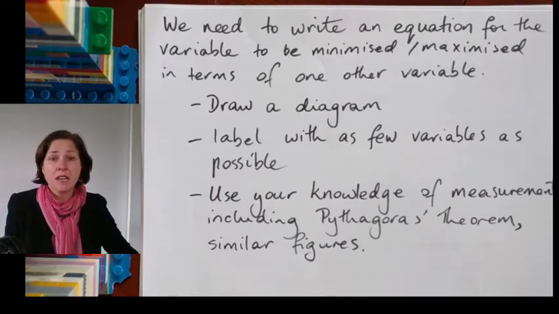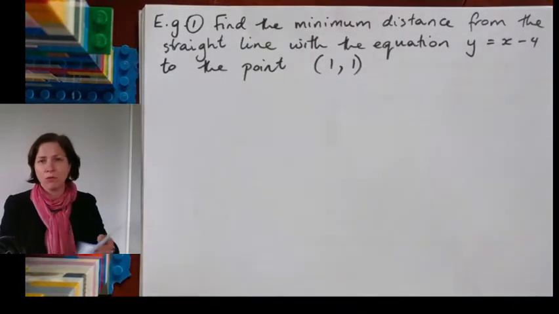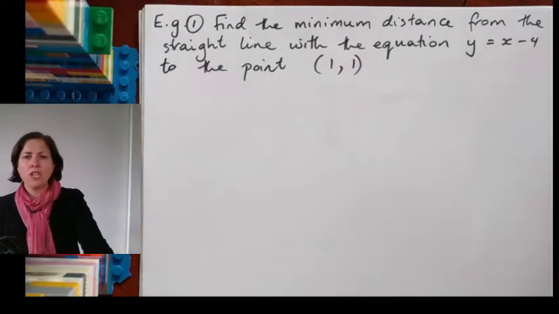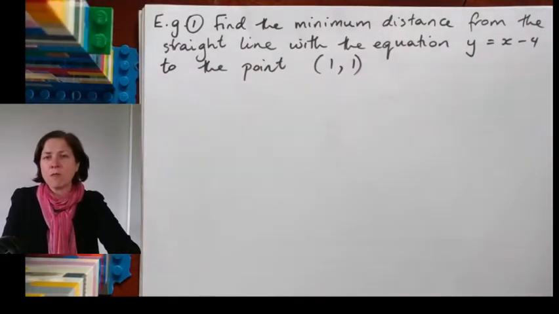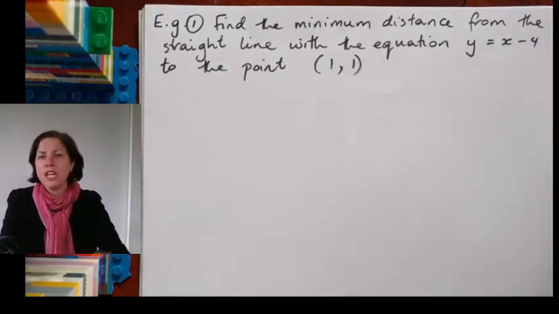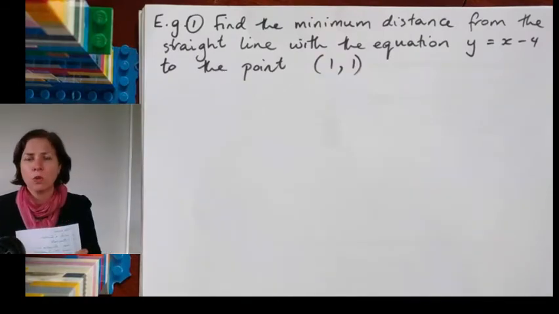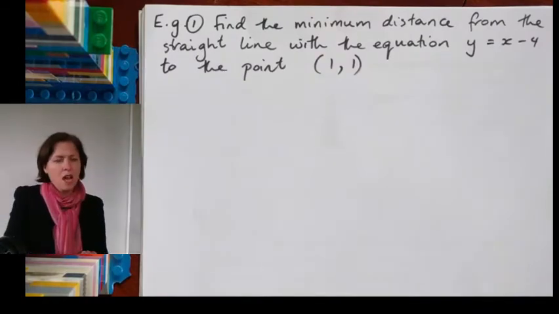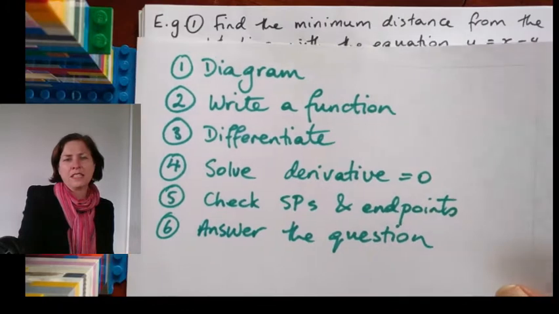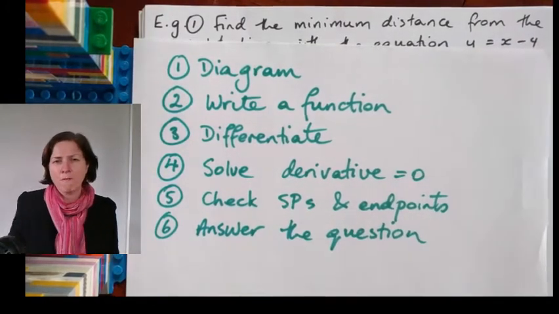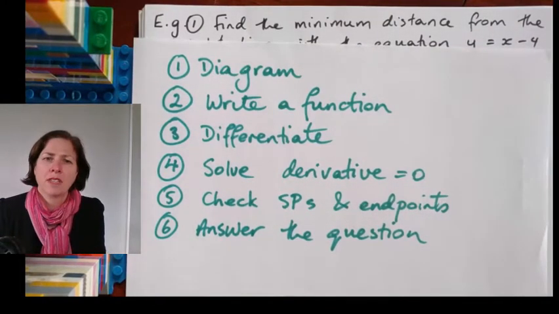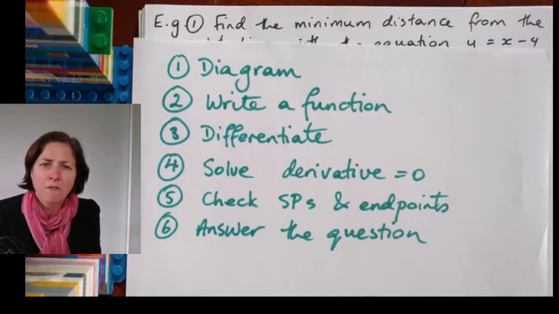So we're going to start by looking at one worked example. What we're going to do is find the minimum distance from the straight line with the equation y equals x minus 4 to the point (1, 1). I'm going to work through these steps as I go. My first step is to draw a diagram. My second step, write a function.